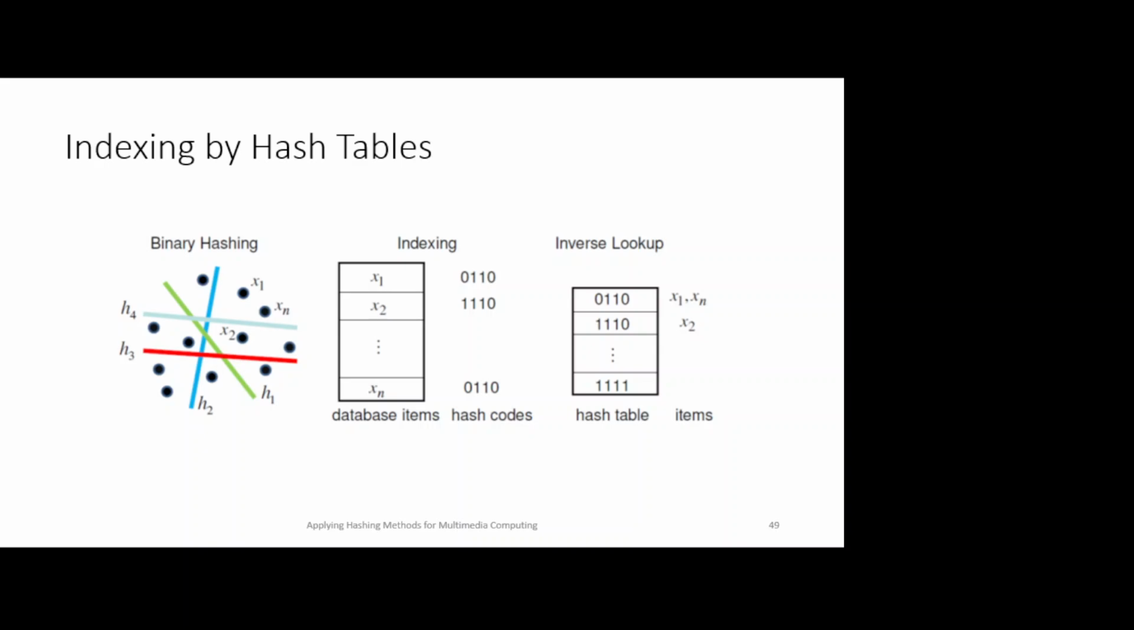For example, if your binary code is 0110, we can store your data point in this bucket, like x1 and xn. These data points have the binary code 0110. So you build such an inverted index, and it helps you access the data easily. This is what we call building an index structure based on your binary codes.